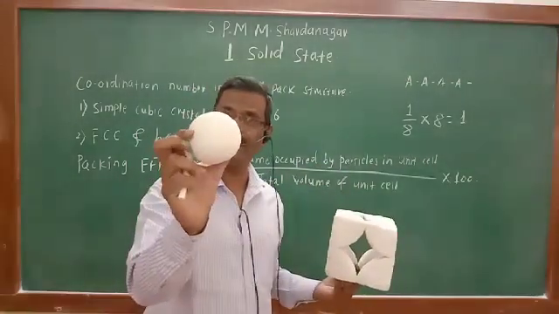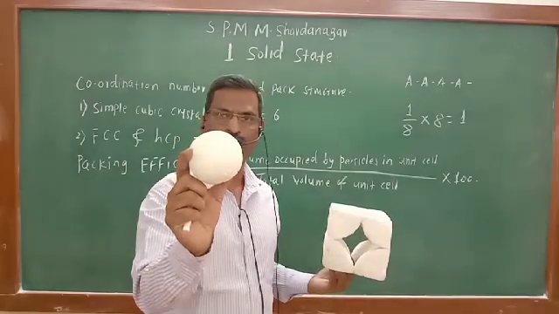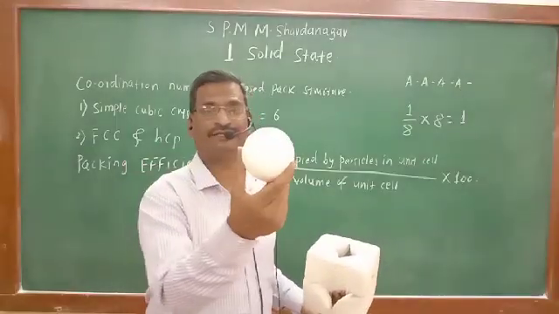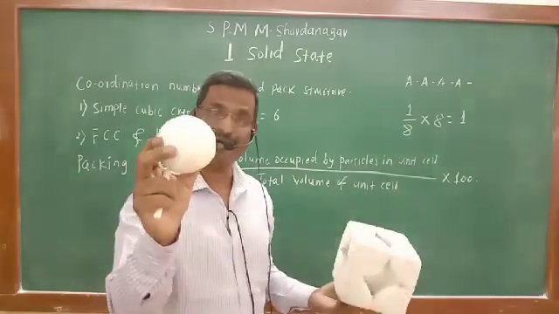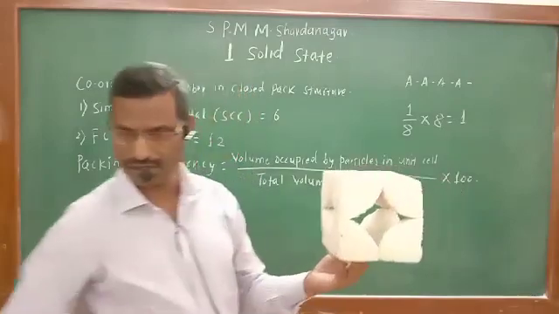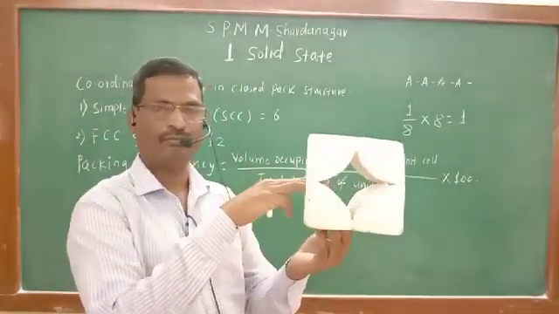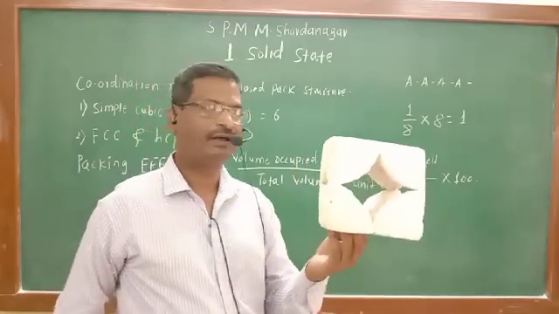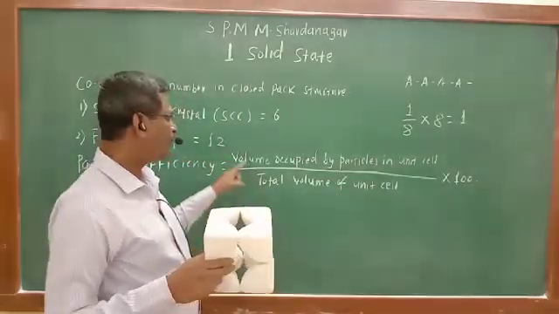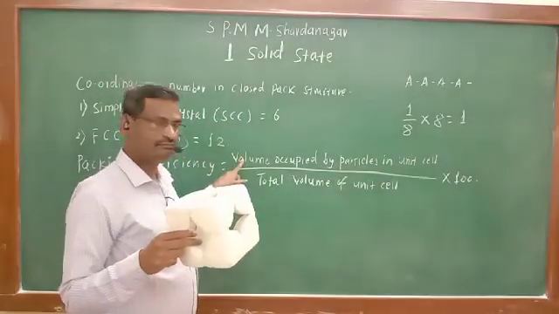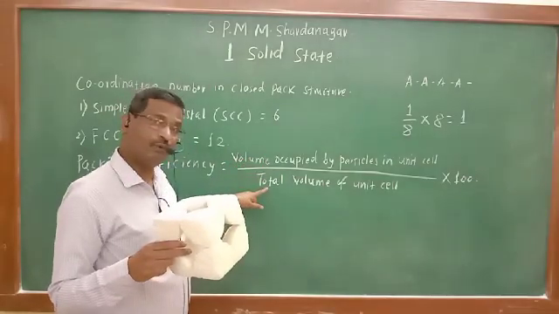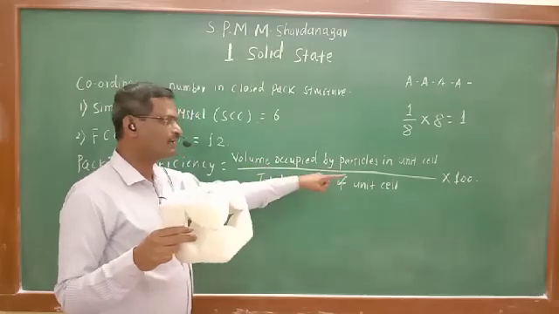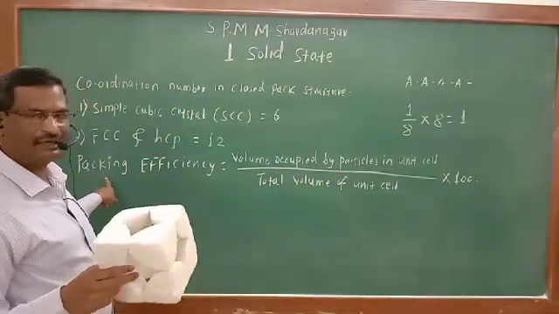In this particle, is there any empty space? No. Empty space is totally absent. And that same particle is forming this type of crystal, but here empty space is present. A large quantity of empty space is present. So volume occupied by particle is less, and total volume is more. Volume occupied divided by total space multiplied by 100 is nothing but the packing efficiency.